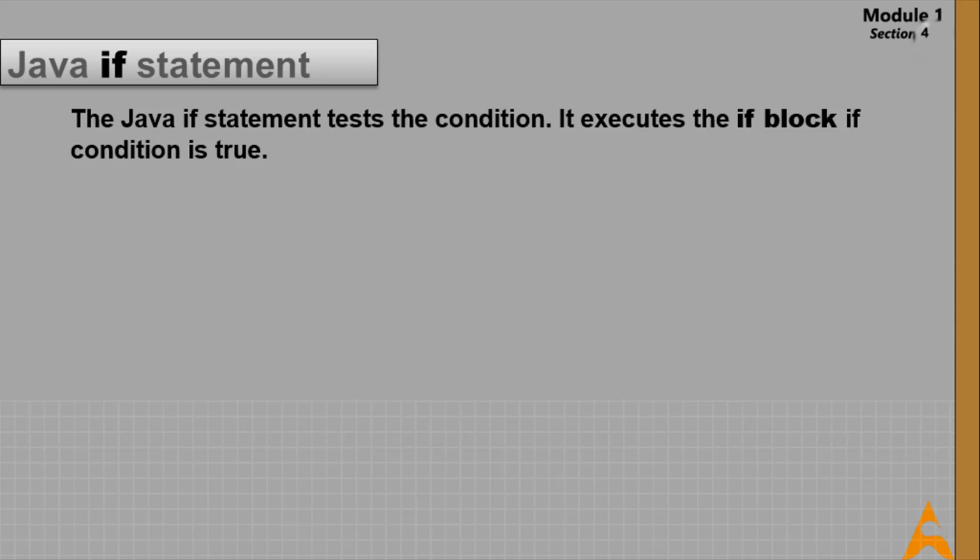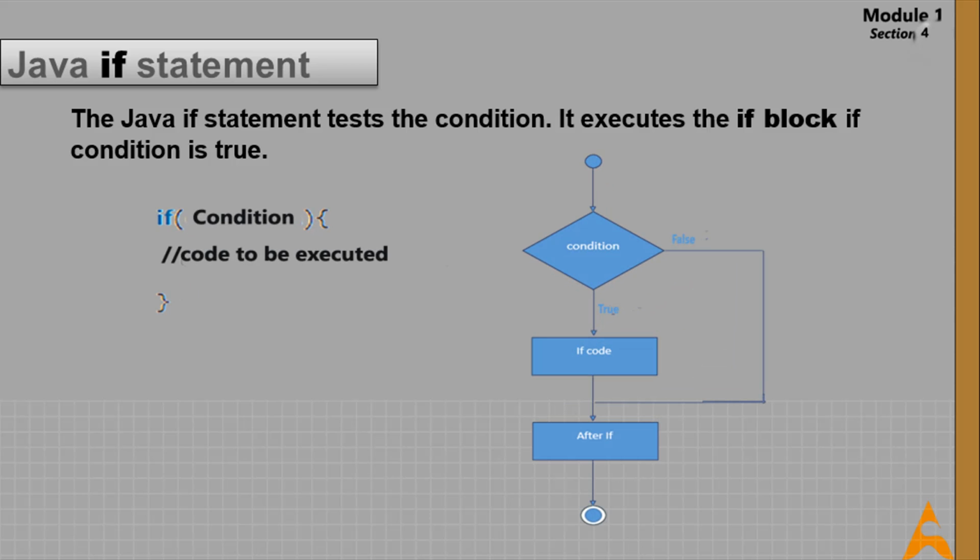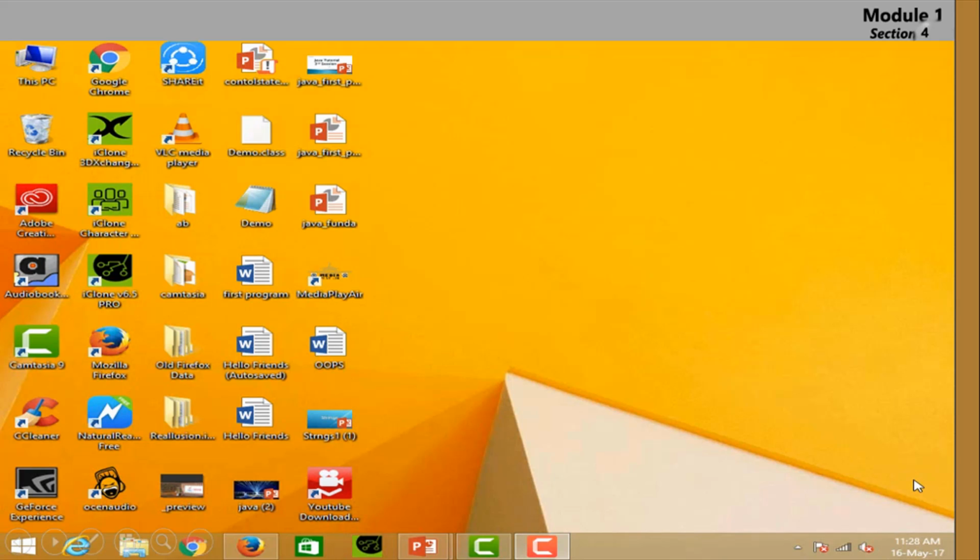The Java if statement tests the condition. It executes the if block if the condition is true. Here is the syntax for the if condition. You have to write your condition in the if block, and if the condition is true, the code within the scope is executed. You can also see the flowchart of the if condition. Now we will learn this if statement with a simple program.